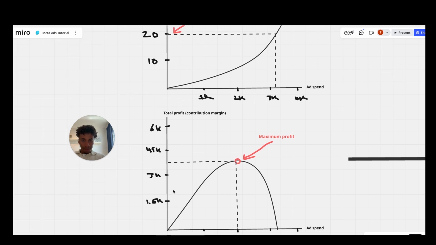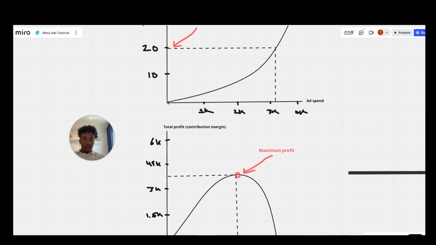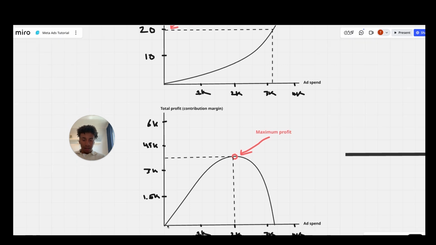So basically what happens is in the beginning, you're spending very little, but you have a very low NCPA. That means you're making a lot of profit if you're looking at a percentage. Initially it's just worth it to spend more, as your NCPA might not increase that much. And because of that, your total profit will be more and more and more. So this is what happens here. The more you spend, the more your profit will increase.